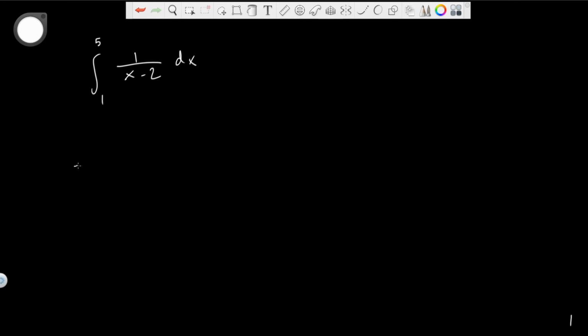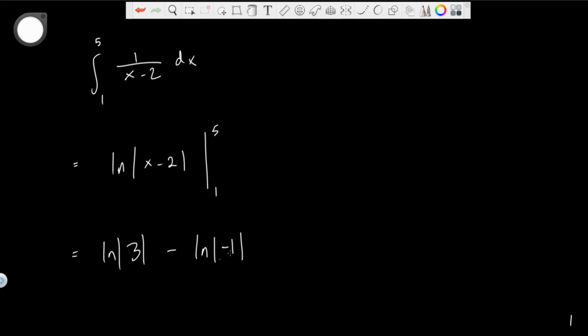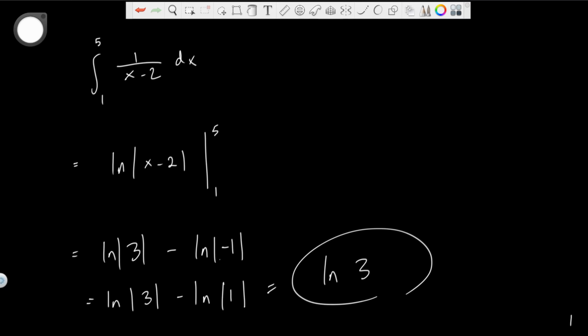Alright, if you're like me, not really intimidated by this, cool. We got natural log, the absolute value of x minus 2, evaluated from 1 to 5. Put those things in, we get ln 3 minus ln negative 1. We get ln 3 minus ln 1. Our ln 1 is just 0, so our final answer is the natural log of 3. Alright, that wasn't that bad. Today's lesson is going to be easy.